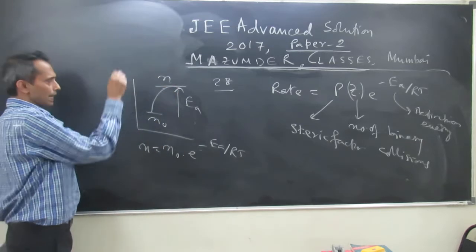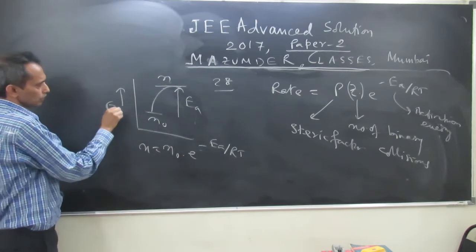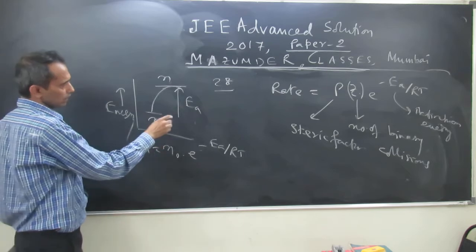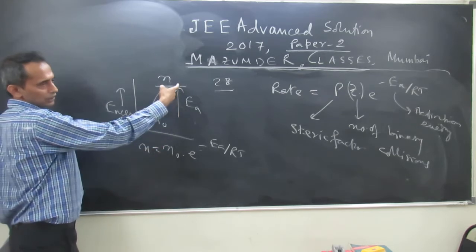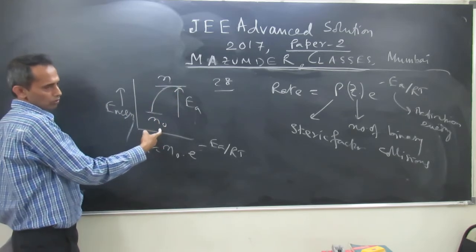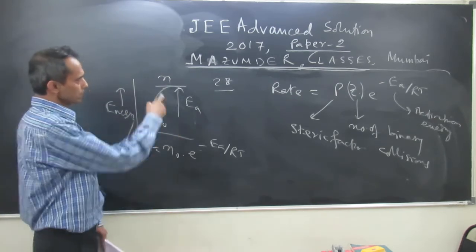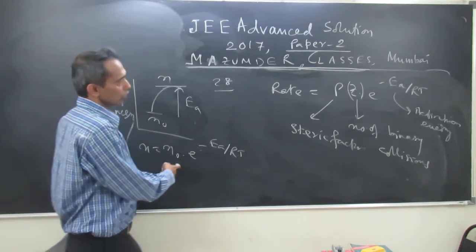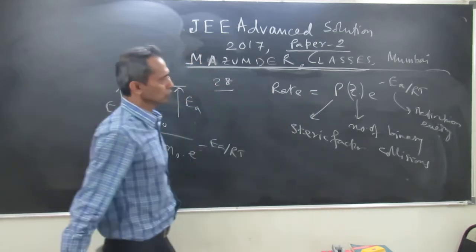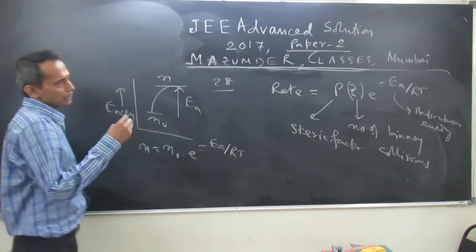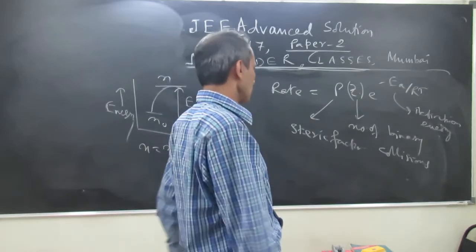How many molecules have that energy? This is nothing but the number of molecules at the activated state, N, in terms of the whole number of molecules at the ground state, N0: N equal to N0 into e to the power minus EA by RT, which basically approaches this expression. Finally, rate equal to P into Z into e to the minus EA by RT.